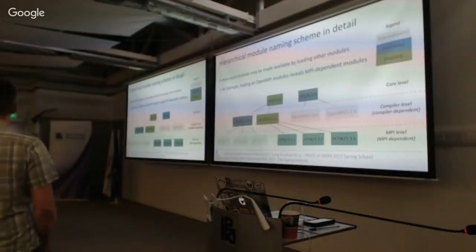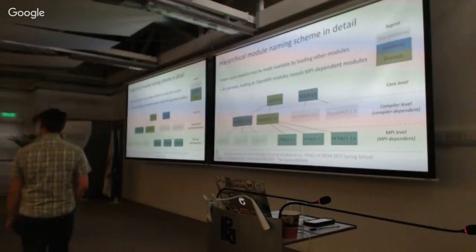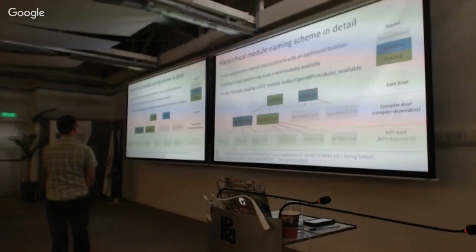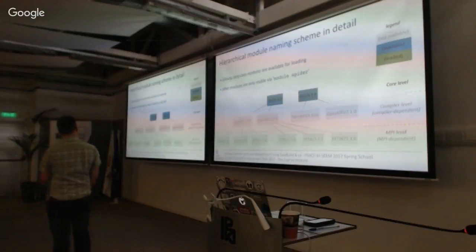Let's say I need FFTW 3.3.5. How am I able to understand which modules I need to load? This is what spider is for. So with the command module spider FFTW 3.3.5, spider will tell you this module exists, but you have to load this GCC and this OpenMPI first. It will give you all the possibilities.